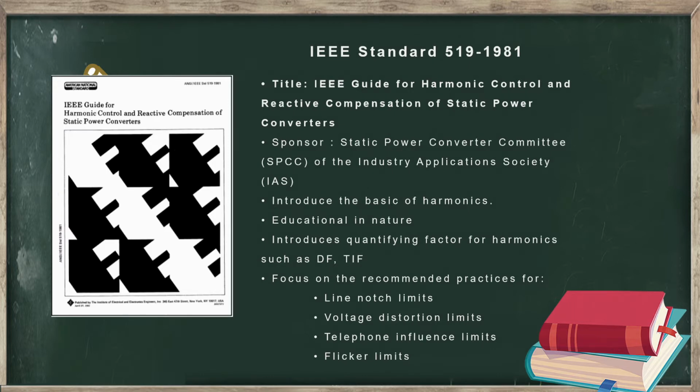The first IEEE Standard 519 was established in 1981. The title is IEEE Guide for Harmonic Control and Reactive Compensation of Static Power Converters. It introduced the basics of harmonics and quantifying factor for harmonics. Besides, it focused on the line notch limit, voltage distortion limit, telephone influence limits, and flicker limits.